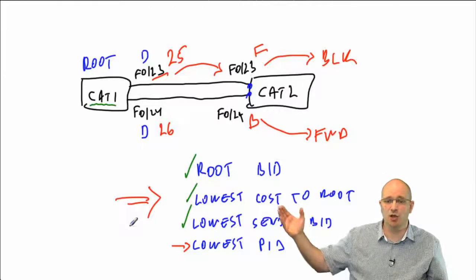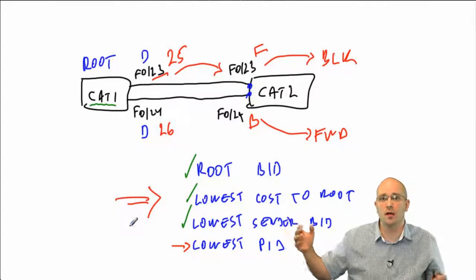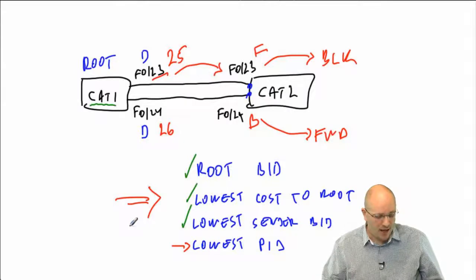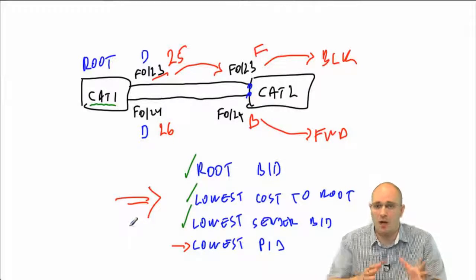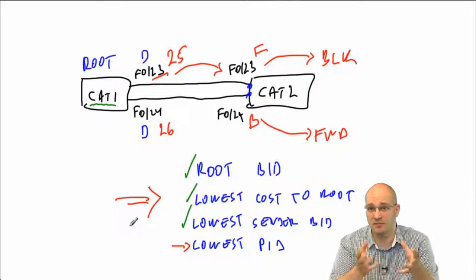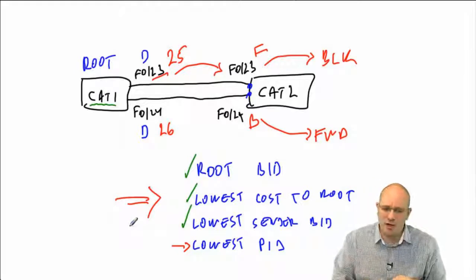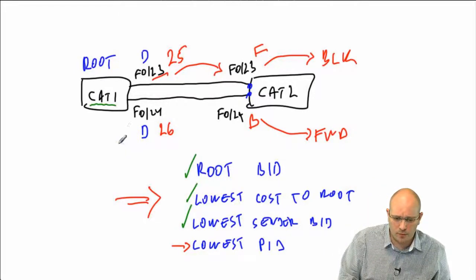Can I change the cost to reach the root? Of course I can. How can I manipulate the cost on the switch? Well, I can either change the perceived bandwidth or I can change the interface speed. Let's try one of these. But where should I do it? Should I do it on Cat1 or should I do it on Cat2?